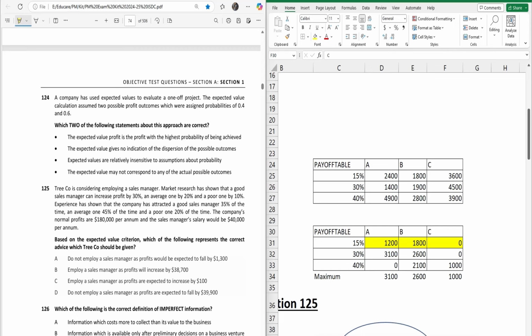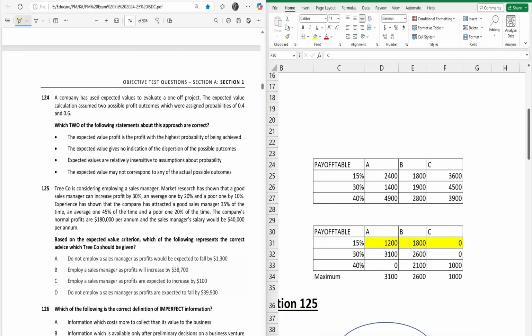Then we have the second one. Expected value gives no indication of dispersion of the possible outcomes. Yes, expected value will show the average but not how spread out the outcomes are. So you need standard deviation or range to understand the dispersion of the possible outcomes. So this is not indicated by the expected value. So yes, it's the correct one.